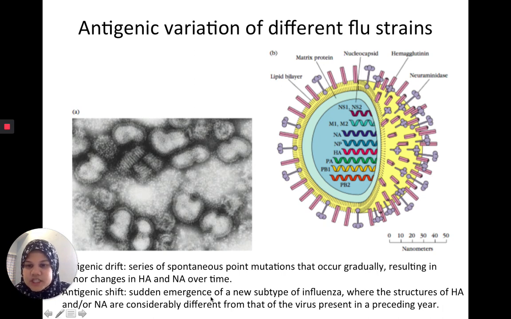Then you have antigenic shift, and this is when you suddenly have a new subtype of influenza. So the HA and the NA are very different from whatever virus was present before. So this is basically an issue of time. Does it change very rapidly, or does it change gradually over time? So that's the drift and the shift, yeah?